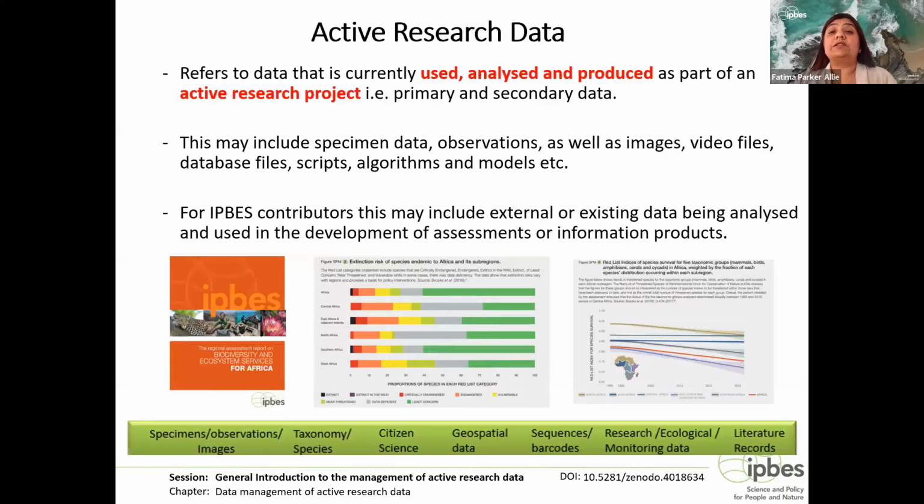So active research data basically refers to data that is currently being used, analyzed, and produced as part of an active research project. This includes primary data as well as secondary data. This data may include, for example, specimen data, observations, images, video files, scripts, models, and algorithms, and there are other types of data. For IPBES contributors, this may include external data or existing data being used and analyzed as part of the development of an assessment or an information product.